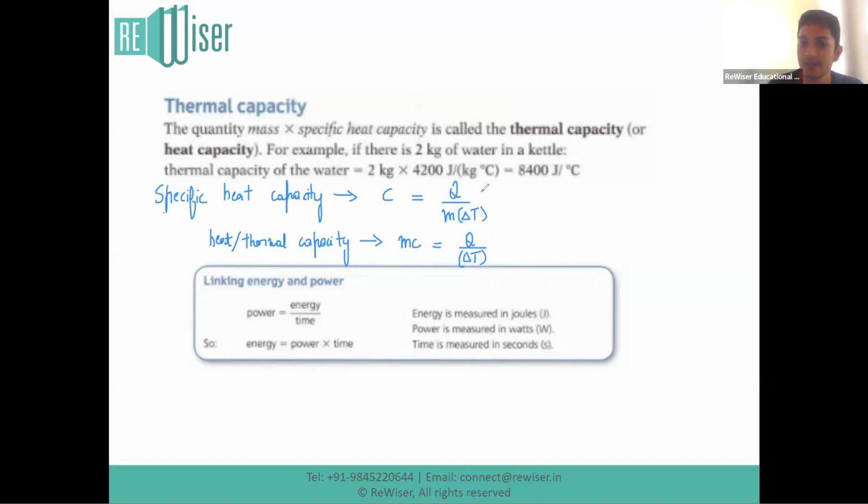That's all it is. Again, power is denoted by heat as power equals energy by time, or Q divided by time T. Energy Q is also power into time. Please make note of these changes. Please understand the difference between specific heat capacity and just thermal or heat capacity. This is the difference.